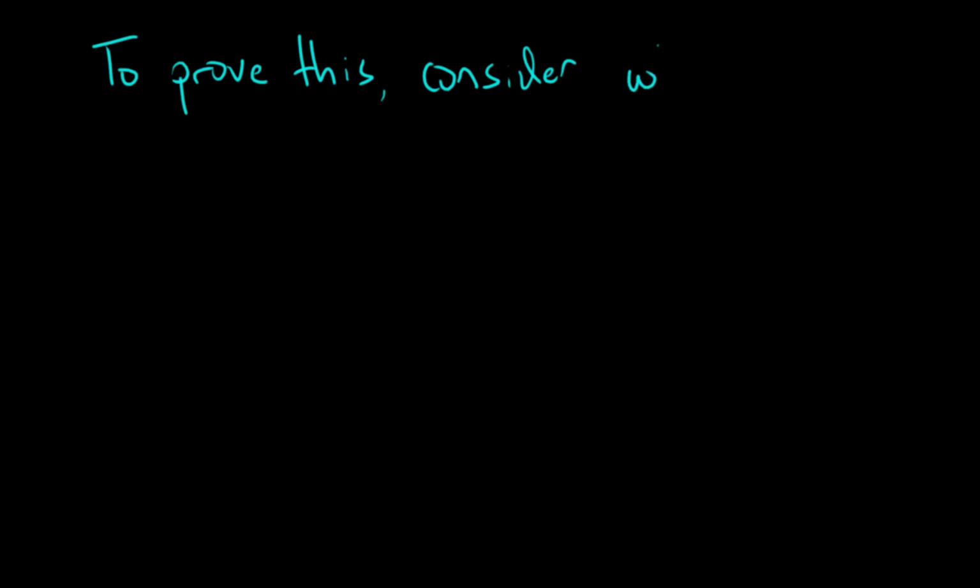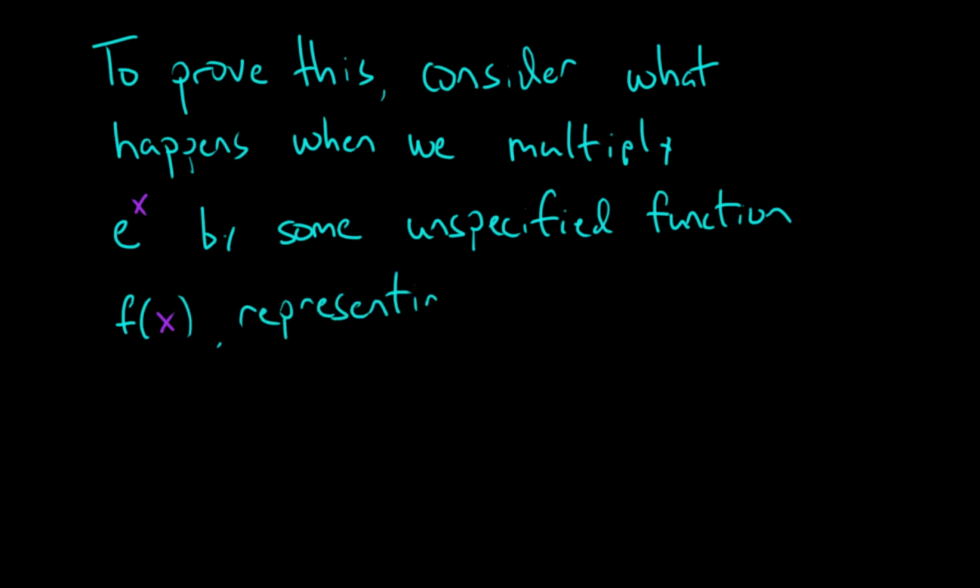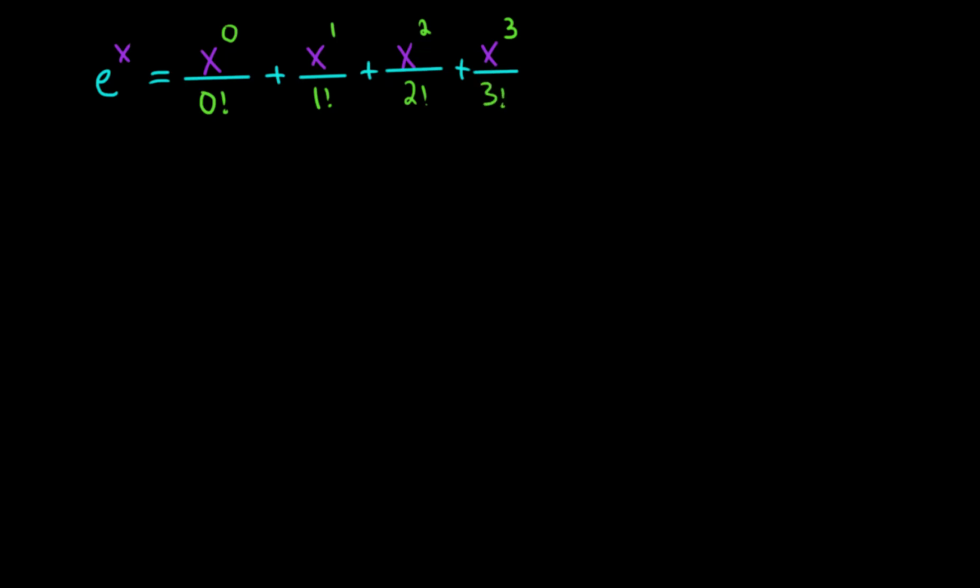Well, to do so, we first need to consider, in a more general context, what happens when we multiply two Maclaurin series together. Specifically, when we multiply the Maclaurin series of the function e to the x by the general Maclaurin series for some unspecified function f of x. Well, let's write out these series to see what they look like. The Maclaurin series for e to the x, that just equals x to the 0 over 0 factorial, plus x to the 1 over 1 factorial, plus x squared over 2 factorial, plus x cubed over 3 factorial, plus x to the 4th over 4 factorial, and so on, plus dot, dot, dot.